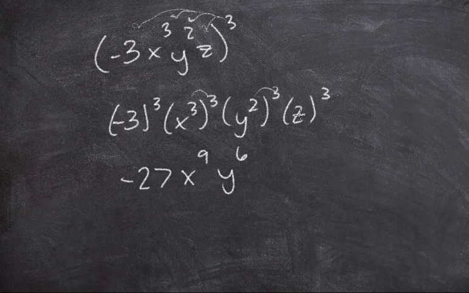Now, z, when there's nothing there, it's assumed there's a 1. Because z to the power of 1 is equal to z. So that means we can multiply these powers. 1 times 3 is 3. So z cubed. And there's our answer. So that's one way you can simplify exponentials.